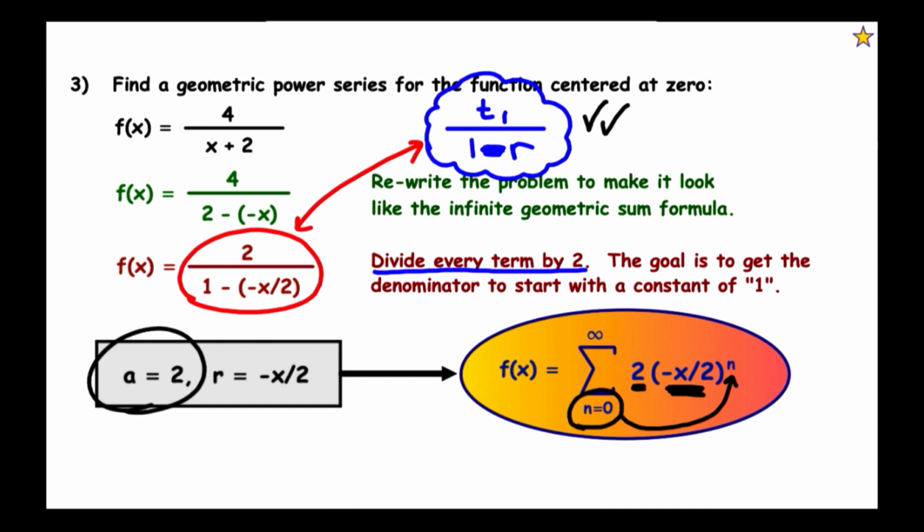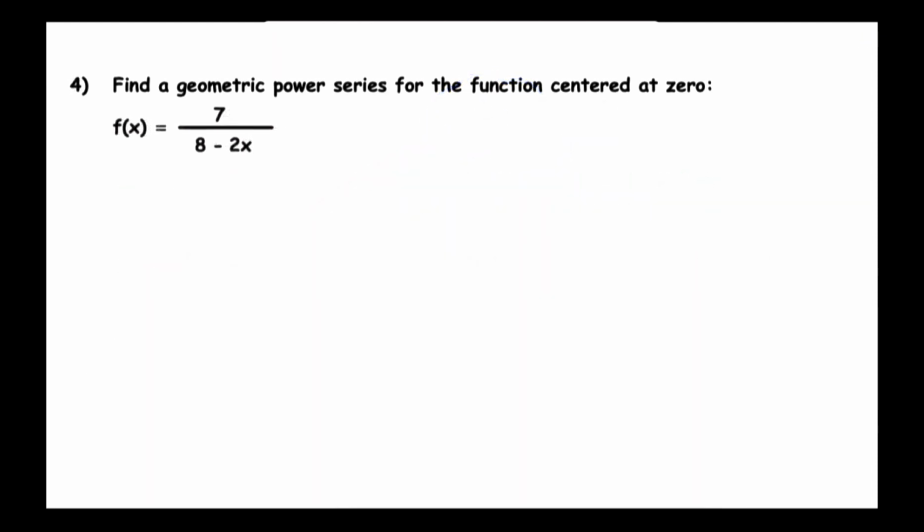All right, we're going to try a couple of them from scratch now without the step-by-step hints. Here's number 4. Okay, we have 4 examples left. For number 4 and 5, I'm going to have you do a geometric power series, and I'll let you have it centered at 0, which is being nicer. And then for the last 2, number 6 and 7, I'm going to have it centered somewhere else. We'll see how that plays out.